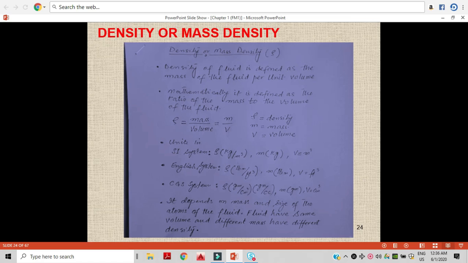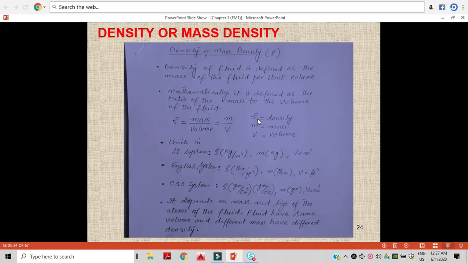The fluid density, or the mass density, is indicated with the Greek letter rho. The density of a fluid is defined as the mass of the fluid per unit volume. That means the amount of matter or amount of substance in a given volume. Mathematically it is defined as the ratio of the mass to the volume of the fluid. So rho is equal to mass over volume.